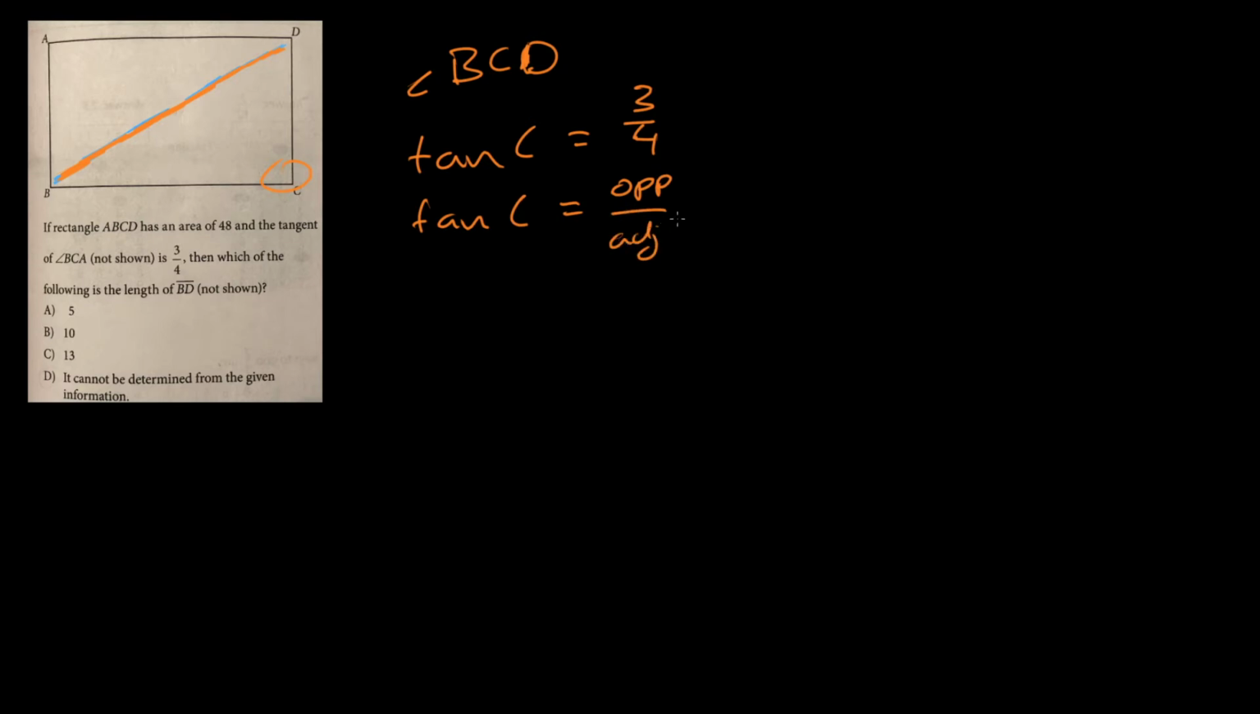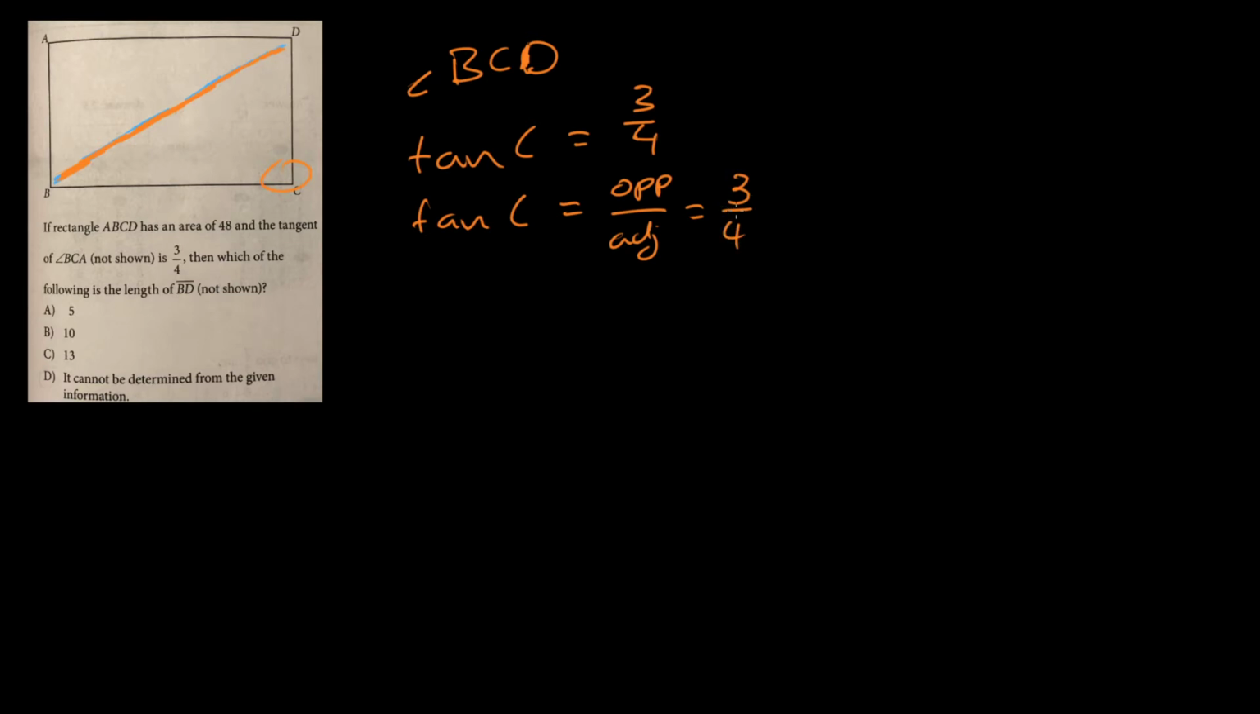We're given that angle BCD, which is just basically this angle, has a tangent of 3 over 4. So tan of angle C is equal to 3 over 4. So this means that tangent of C has an opposite side and an adjacent side that are equal to the ratio of 3 over 4.